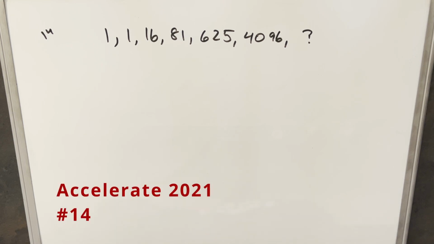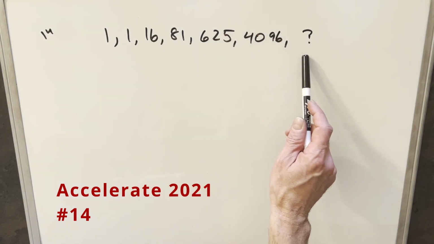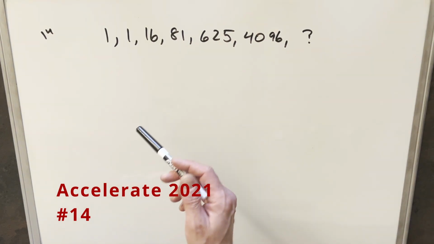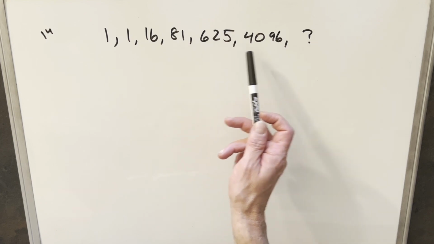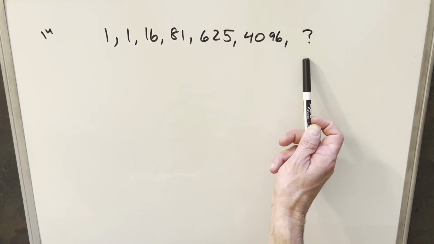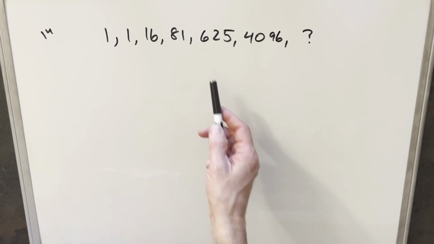Okay, I have here another problem from the UNSW Accelerate Competition 2021. This is problem 14. We need to find the next number in this sequence: 1, 1, 16, 81, 625, 4096. Then what comes next? Okay, these are an interesting kind of problem.